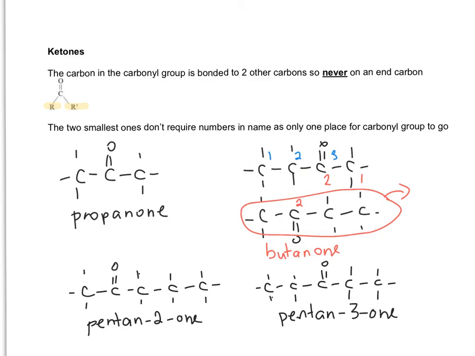Why is there not a pentan-4-one or a 4-pentanone? Because that would just be this structure counting from the other end. So because you didn't change where the bonds are, you go with the lowest counting possibility, so it's 2. 2-pentanone and 3-pentanone.